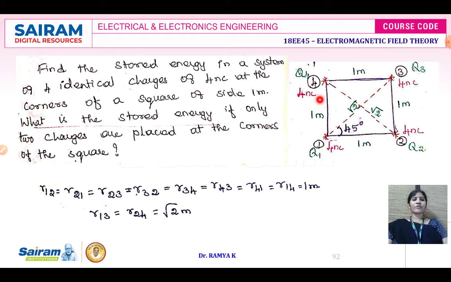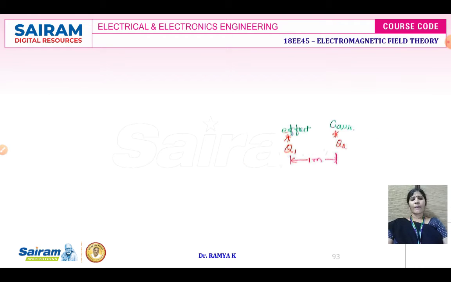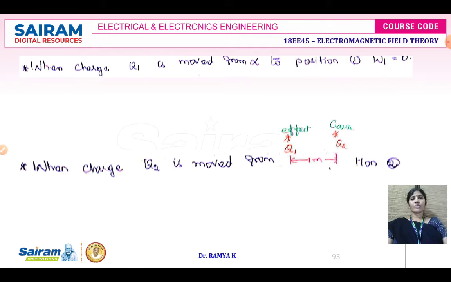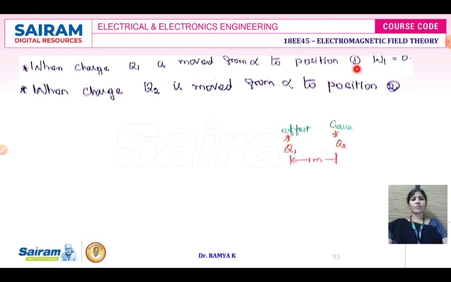If the angle between the 2 sides in a square is going to be 90 degree, therefore, half of that is going to be 45 degree. When you identify the distance, between 2 and 4 is going to be root 2, 1 to 3 is going to be root 2. When you move charge Q1 from infinity to the point, only W1 will be present. That W1 will be equal to 0.